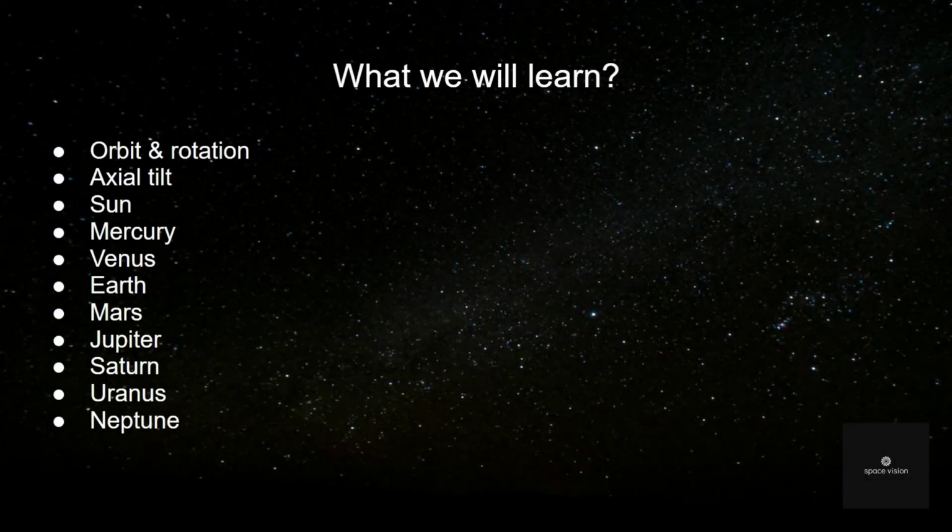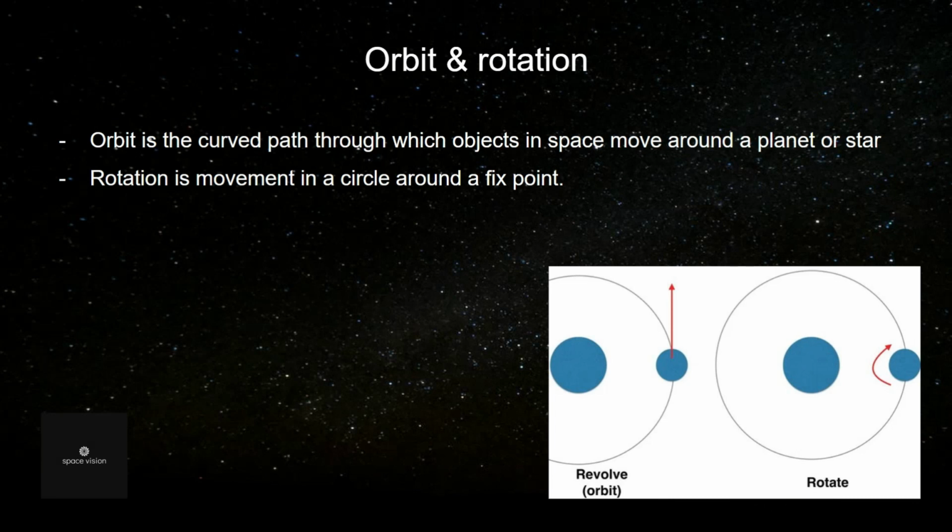Okay, so we are going to learn about what is orbit, the difference between orbit and rotation, what is axial tilt. We are going to learn about the sun, Mercury, Venus, Earth, Mars, Jupiter, Saturn, Uranus, and Neptune. So let's start learning. First of all, we are going to talk about the difference between orbit and rotation.